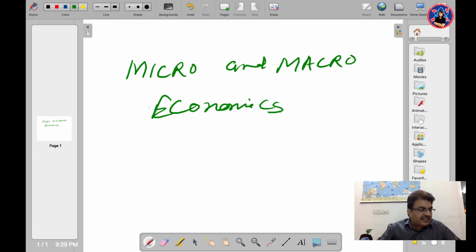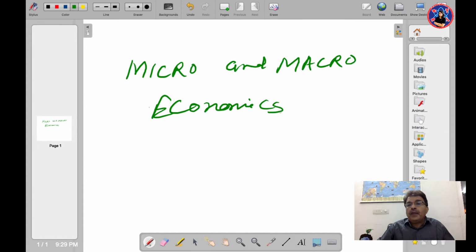I'll give you another example. Price of the commodity depends upon the general price level of the economy. So again, the price of any commodity will influence the general price level of the whole economy. So this is also microeconomics depending upon macroeconomics.